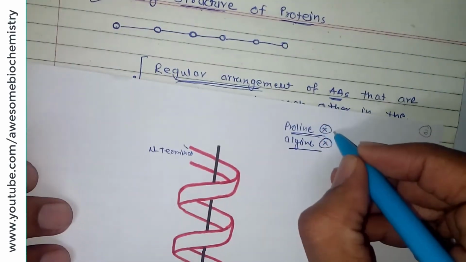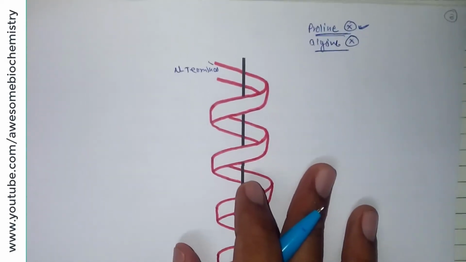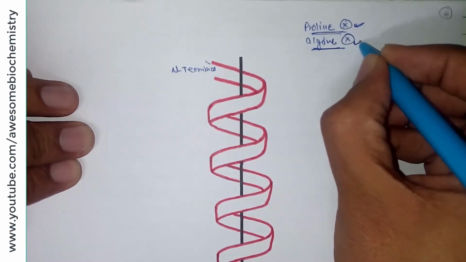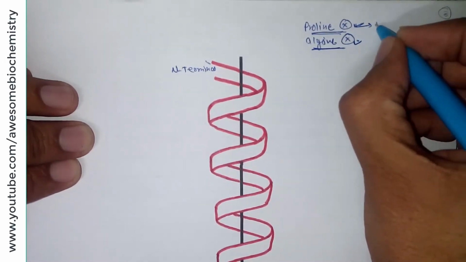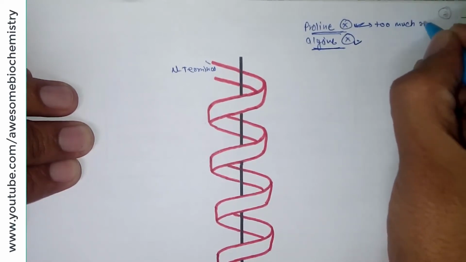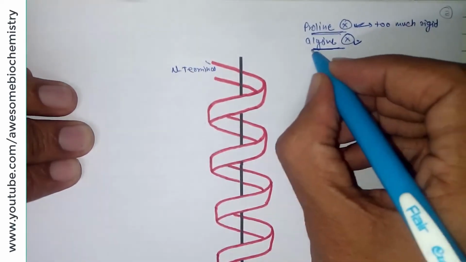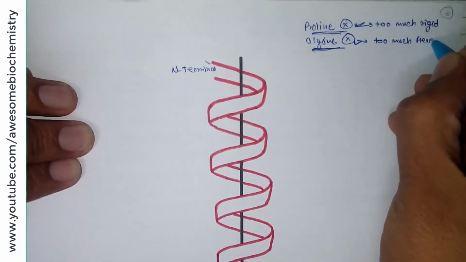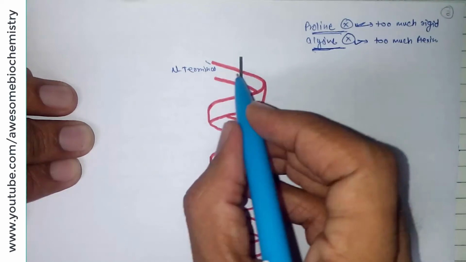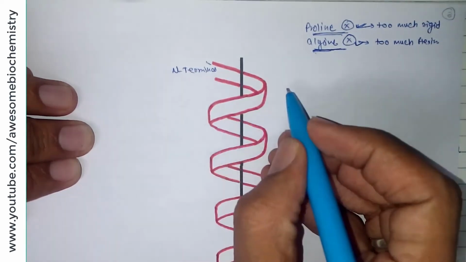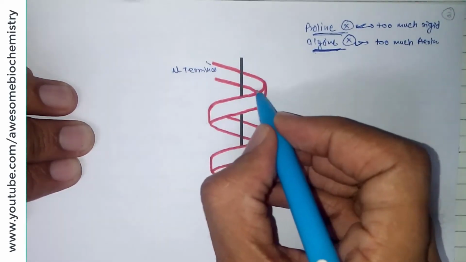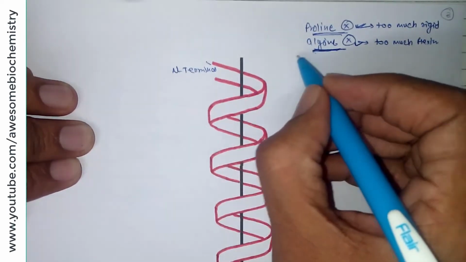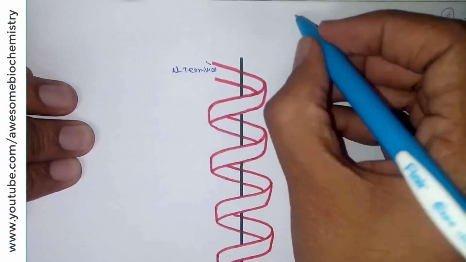Now, we understood why proline cannot occur in the alpha helix, but why does glycine not occur in the alpha helix? The problem with proline was it was too rigid, whereas the problem with glycine is that it is too flexible. So, in case of alpha helix, we need smooth turns. Whenever glycine occurs, that portion will become too flexible. So, there will be a bending of the alpha helix, which will again disrupt the alpha helical structure. So, that is the first issue.